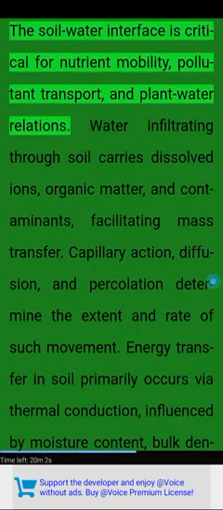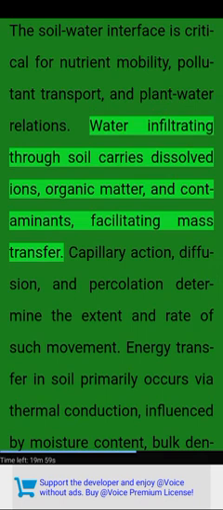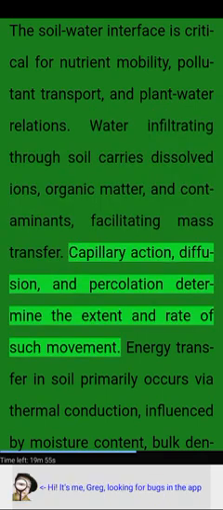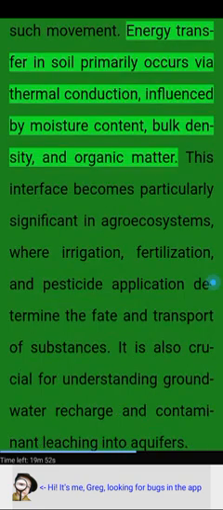mitigation strategies. The soil-water interface is critical for nutrient mobility, pollutant transport, and plant-water relations. Water infiltrating through soil carries dissolved ions, organic matter, and contaminants, facilitating mass transfer. Capillary action, diffusion, and percolation determine the extent and rate of such movement. Energy transfer in soil primarily occurs via thermal conduction, influenced by moisture content, bulk density, and organic matter.